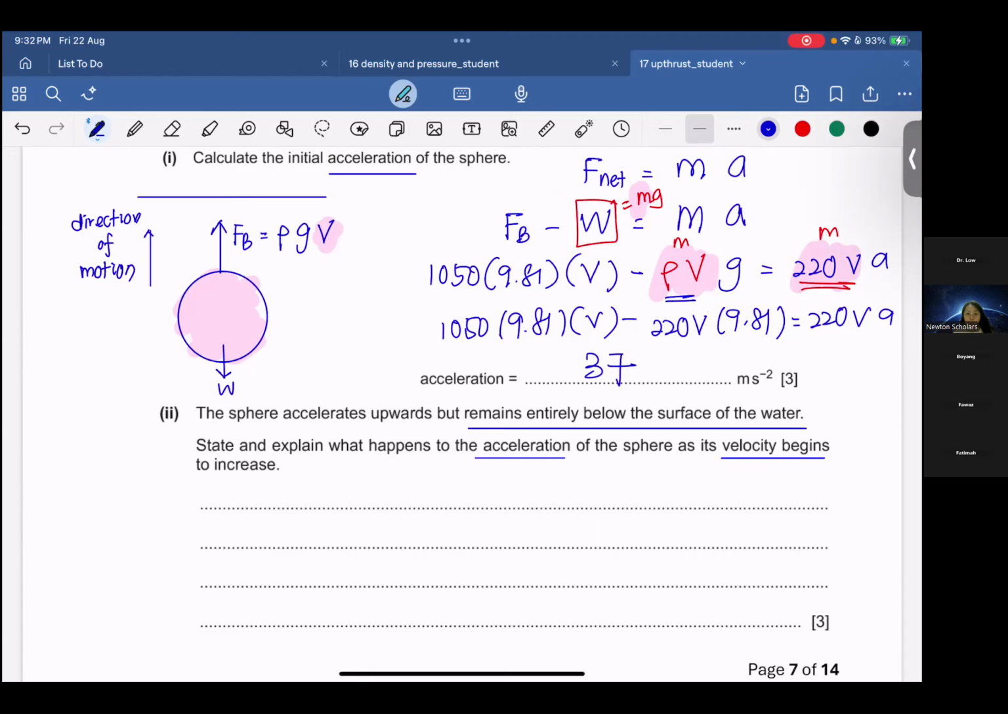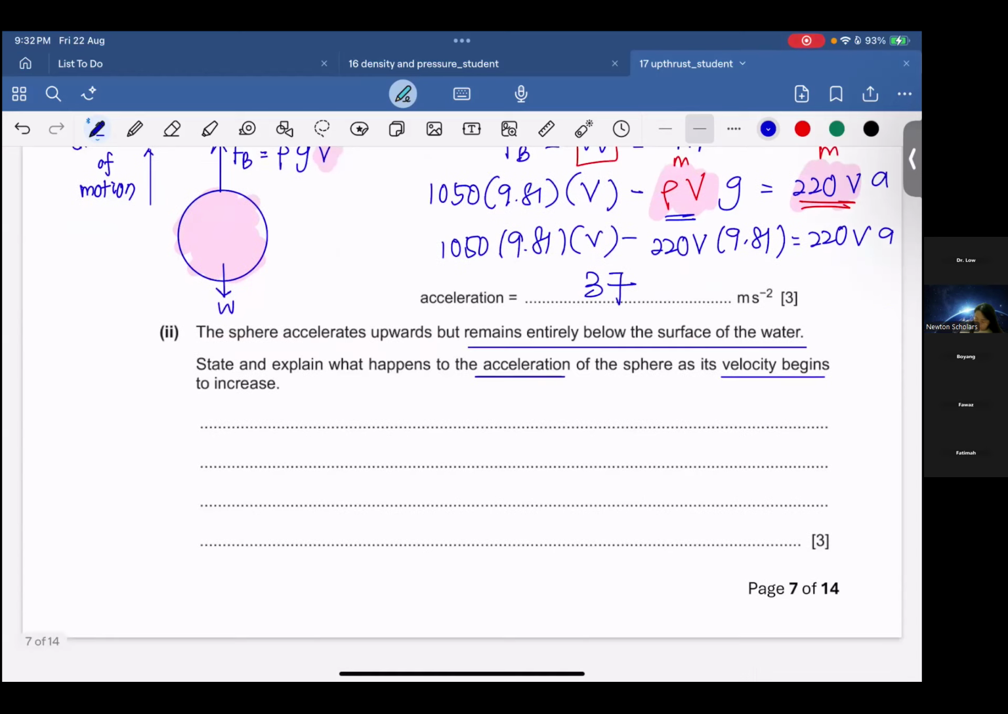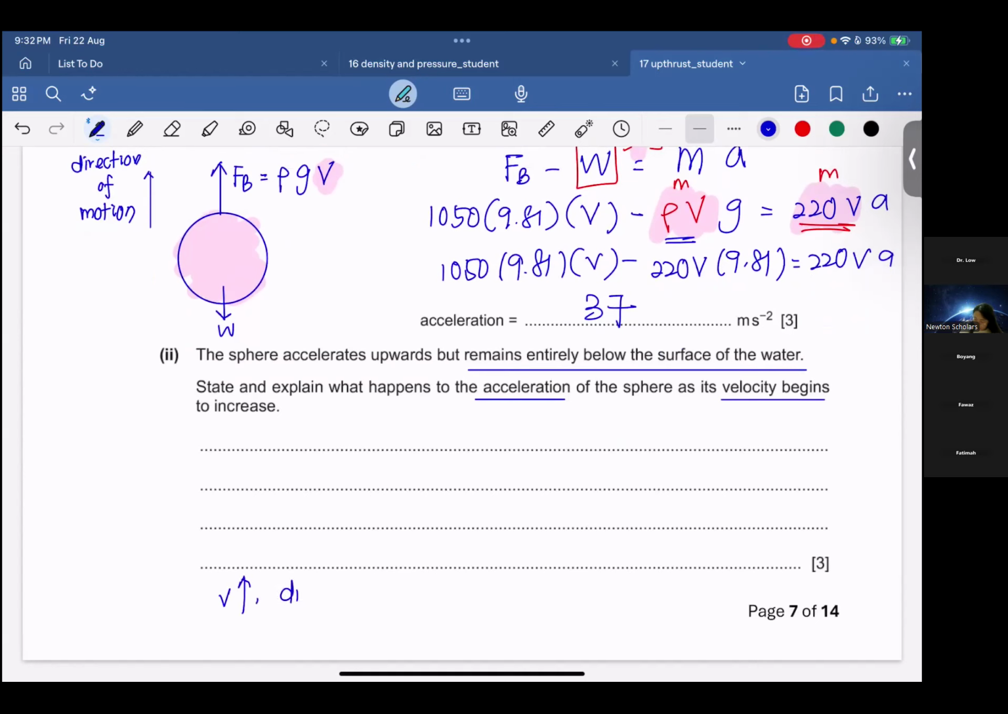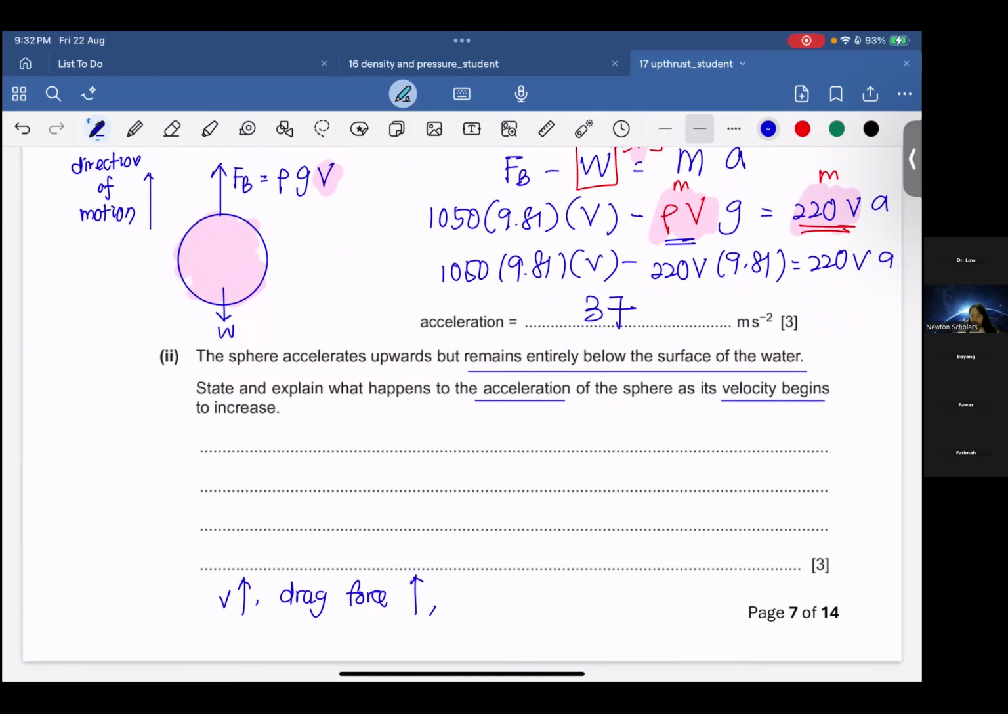When you start to accelerate, your velocity starts to increase, so basically your drag force will also increase. Drag force is the force that always opposes your motion. For example, air resistance, we can also call it drag force. So when velocity increases, drag force will also increase. So you think, when your drag force increases, what's going on with your resultant force and what's going on with your acceleration? Boys and girls, type your idea.